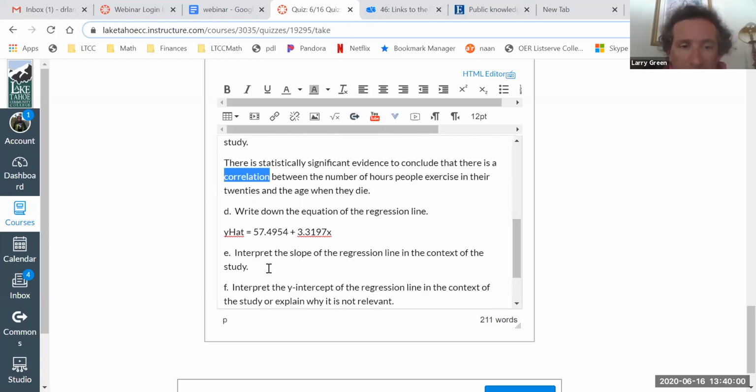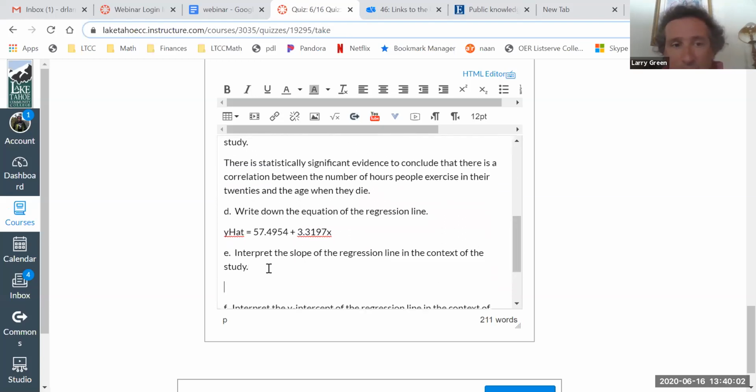Okay, interpret the slope. So let's interpret the slope. First thing, the slope, which is, I didn't ask you to do this, but for teaching purposes, I like to write that down. What is the slope? Maybe to 1 decimal place is good enough.